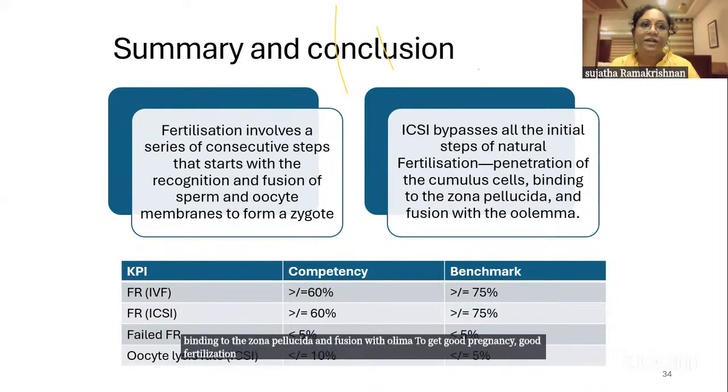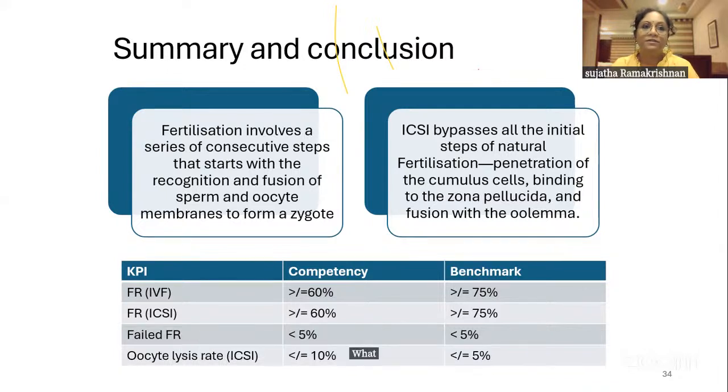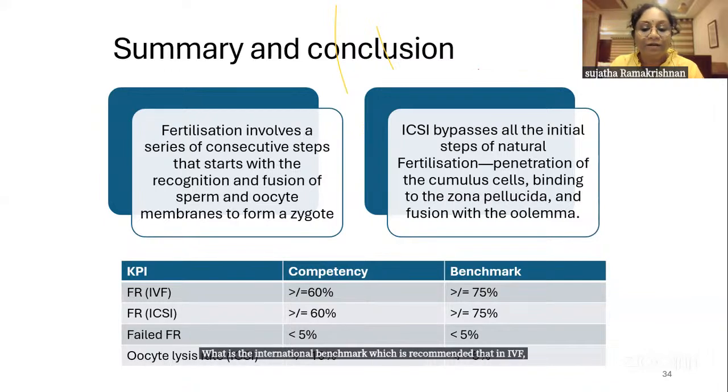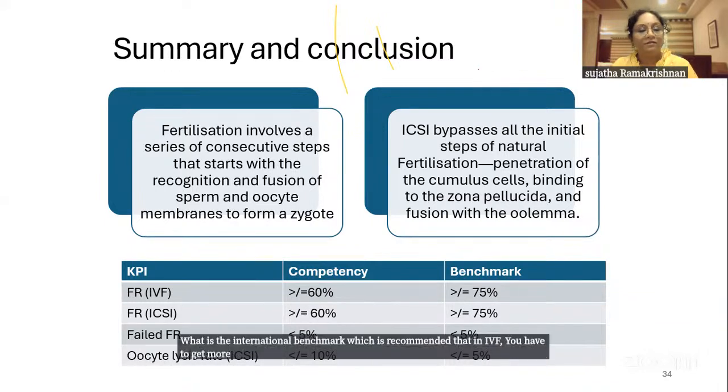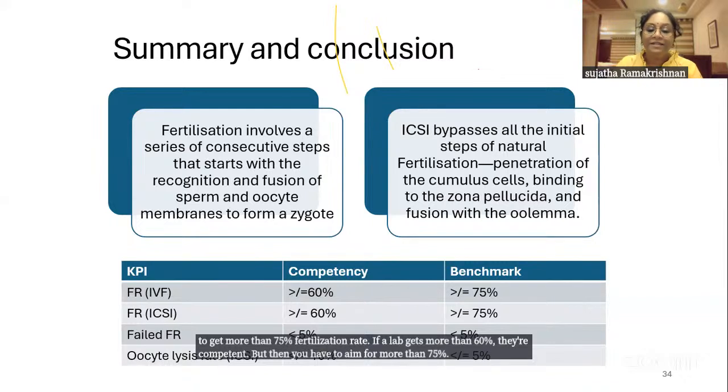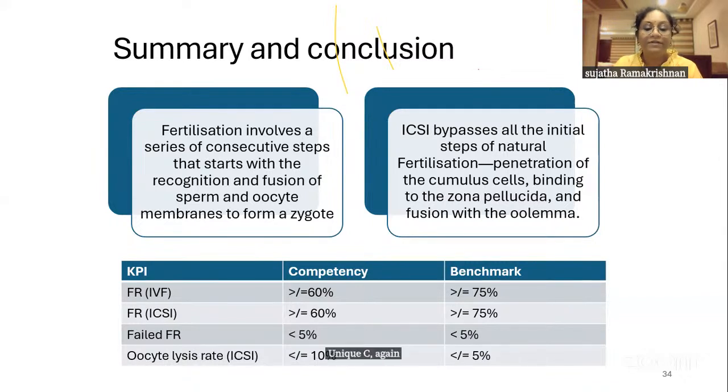Okay, first we have to benchmark it. What is the international benchmark which is recommended? In IVF, you have to get more than 75% fertilization rate. If a lab gets more than 60%, they are competent, but then you have to aim for more than 75%. In ICSI, again, it should be more than 75%.